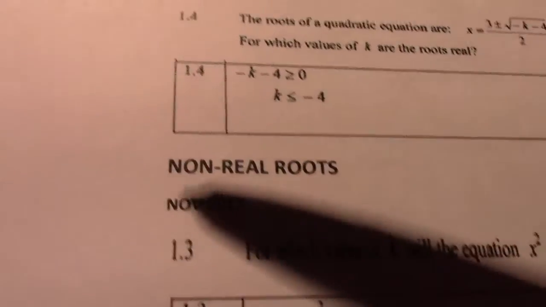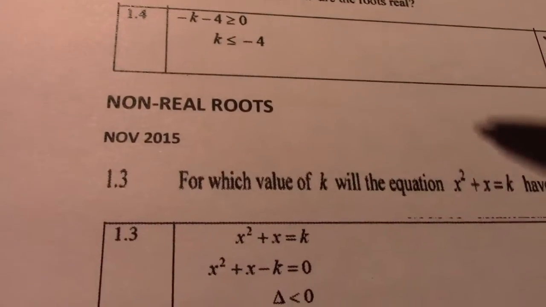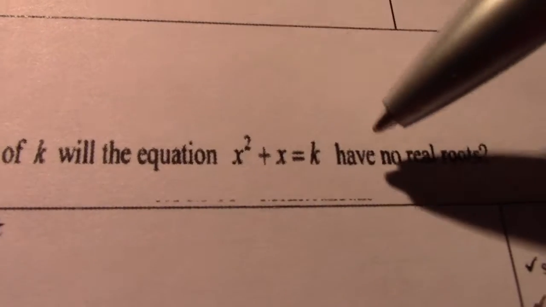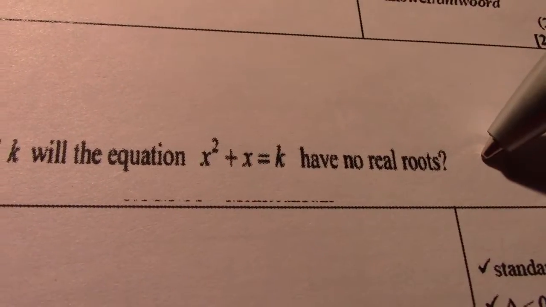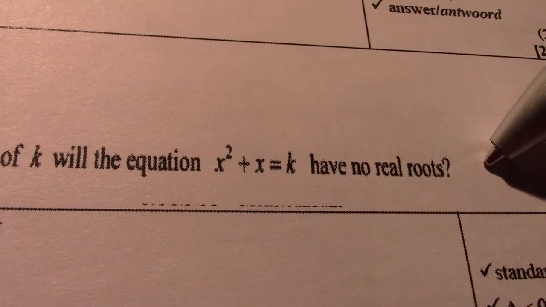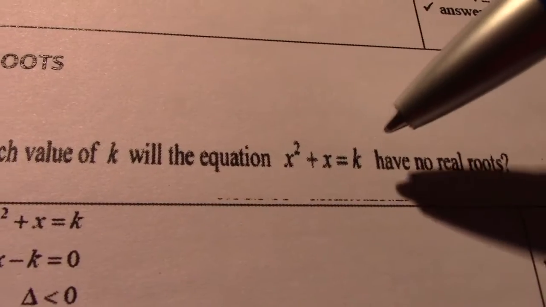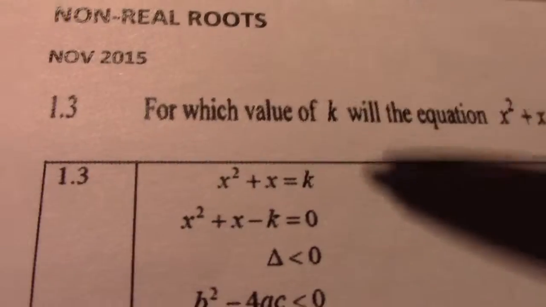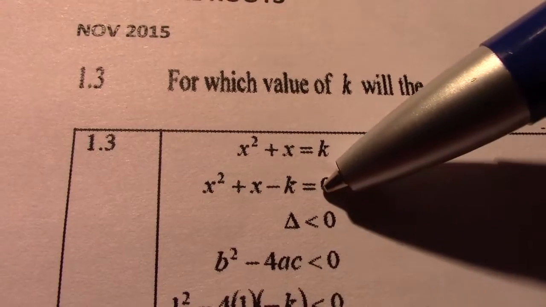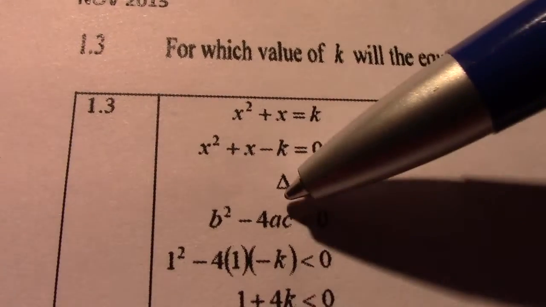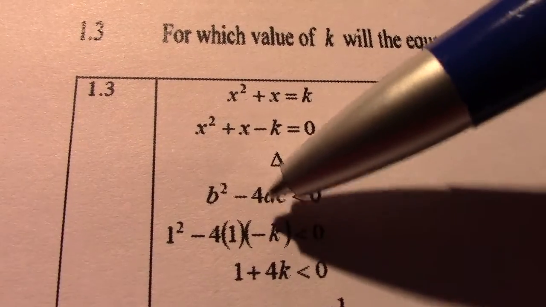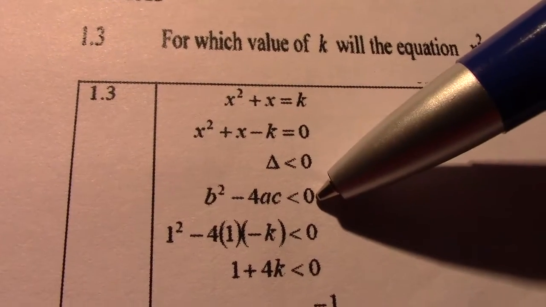We also have now November 2015, non-real roots. For which values of k will the equation x squared plus x equals k have no real roots? Generally if we ask for no real roots, the discriminant must be less than 0. So first I'm going to write this as a quadratic: x squared plus x minus k equals 0. The discriminant must be less than 0, which is b squared minus 4ac less than 0.